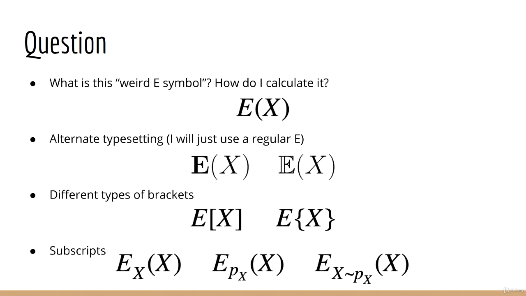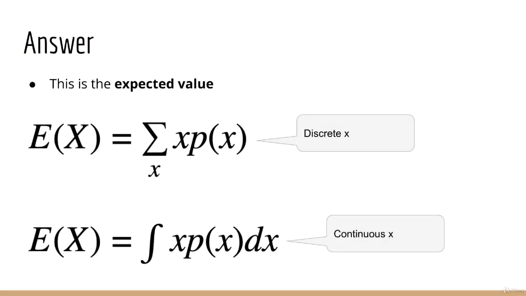Again, all are valid. So my question for you is, given some probability distribution P of x, how can I calculate E of x? And what do I call this value? So the answer is, this is called the expected value. We can calculate the expected value in a very similar way to marginalization. So if x is discrete, we take the sum of x times P of x over all possible values of x. If x is continuous, we take the integral of x times P of x over all possible values of x.